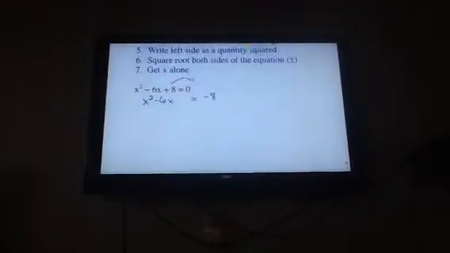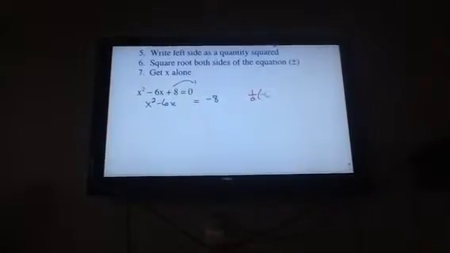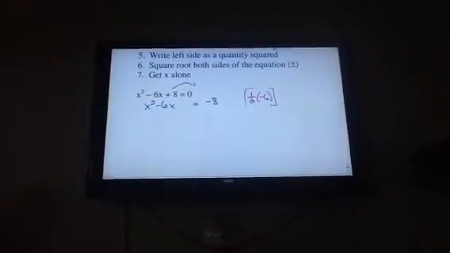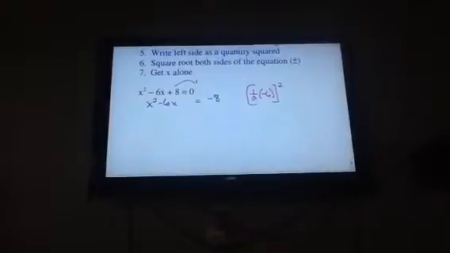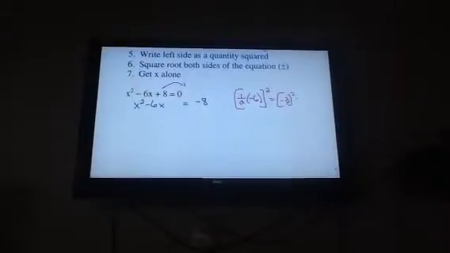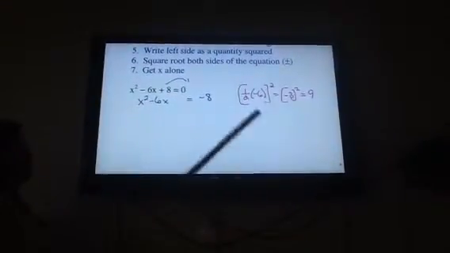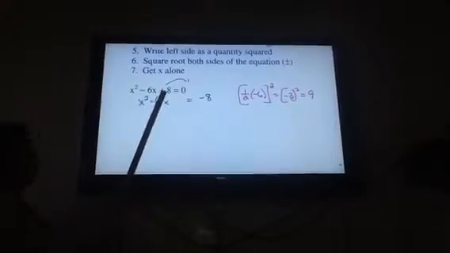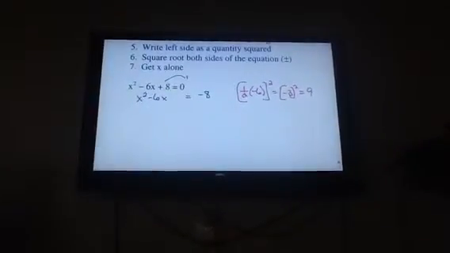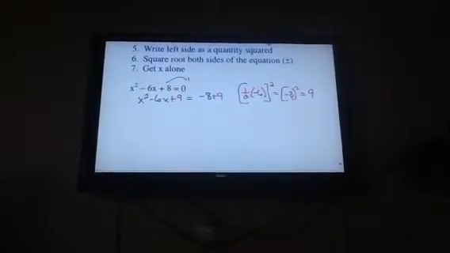Then we're going to take half of the middle coefficient squared. So I'm going to have negative 3 squared, which is 9. Again, I'm going to be writing that as we do them today, but certainly half of 6 is 3, squared is 9. That's doable in your head. You don't have to write it out, okay? And then add that to both sides of the equation, again, to keep it balanced.